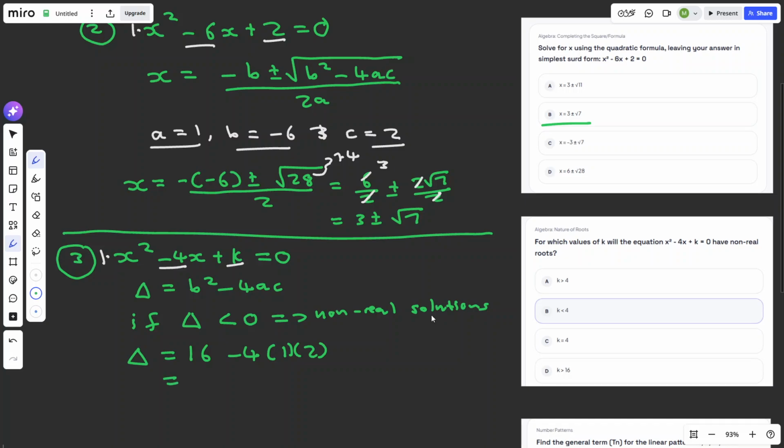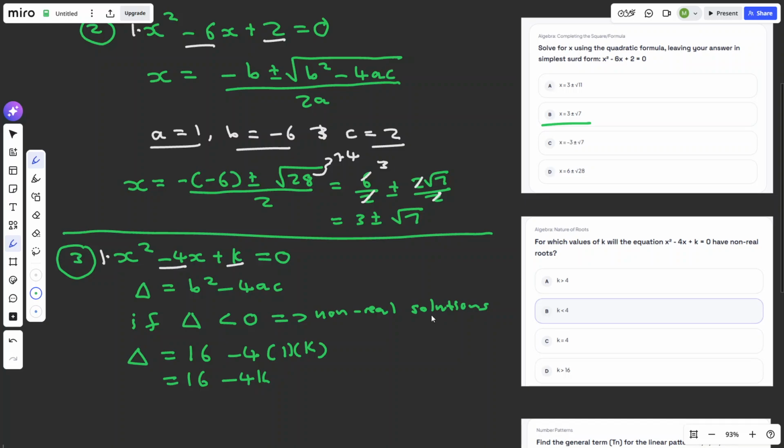But let's quickly rectify something. You see, C here has to be K, not 2. So put a K there. So now this would be 16 minus 4K. So now the formula that we've derived is in terms of K, which is good.